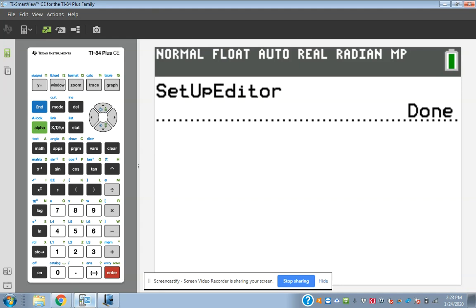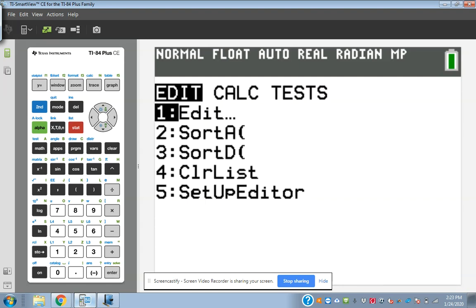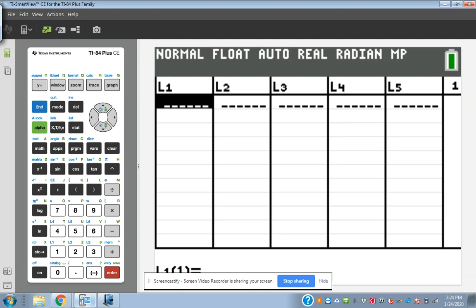Look there at enter your data. That little column says hit the stat button. So stat, and then it says edit, and it says hit enter. So I'm going to hit enter, and it's going to take me to this.